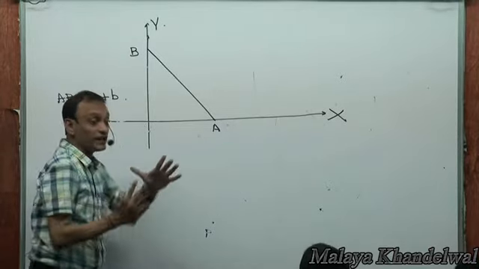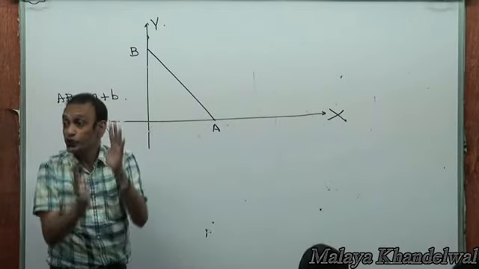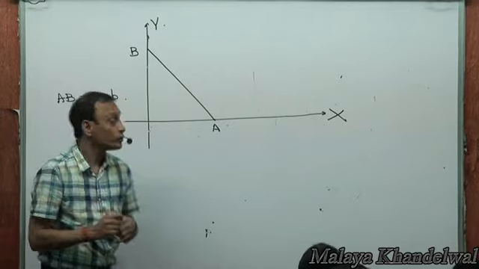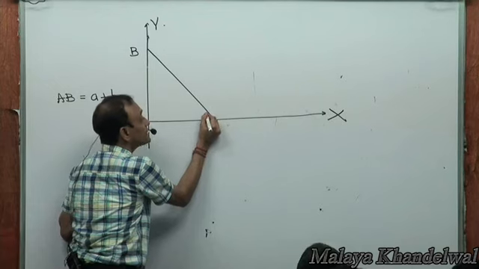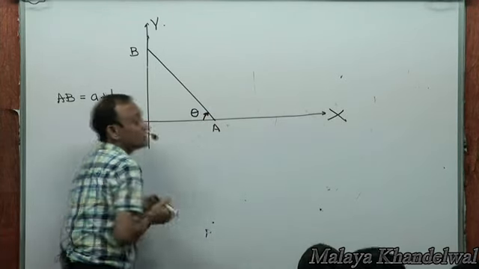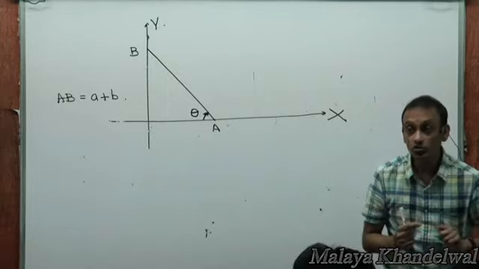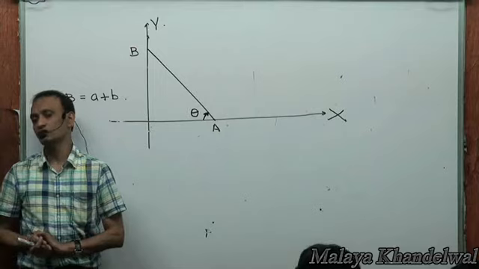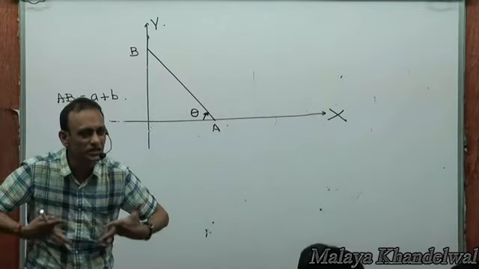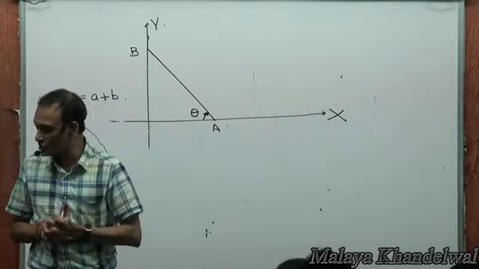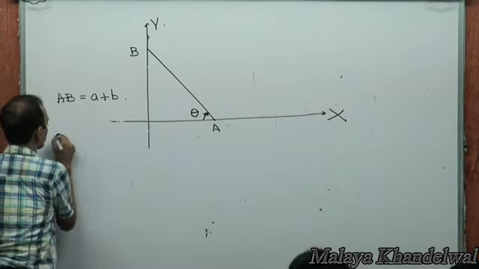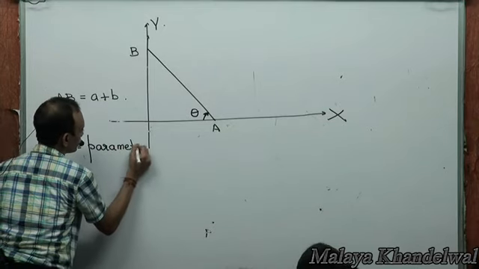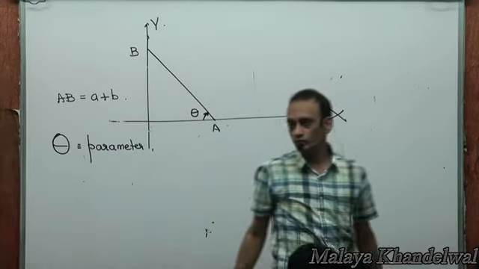Now, while the ladder slides, the orientation of the ladder is changing with time, yes or no? That means, essentially, this angle theta is changing with time. Now, if this angle theta is changing with time, then theta is like a parameter for this situation. So, theta is my parameter here. Clear?